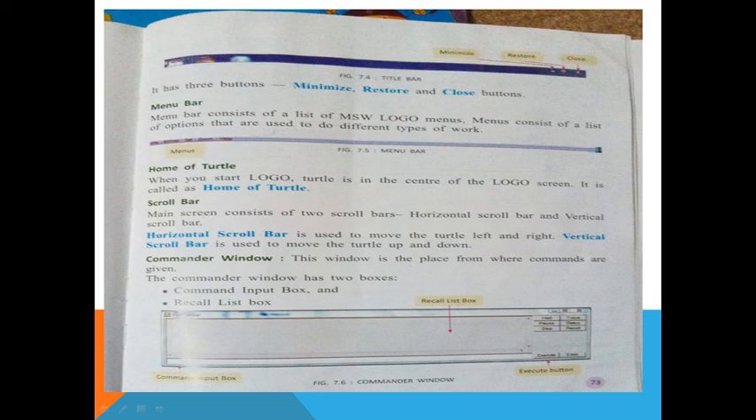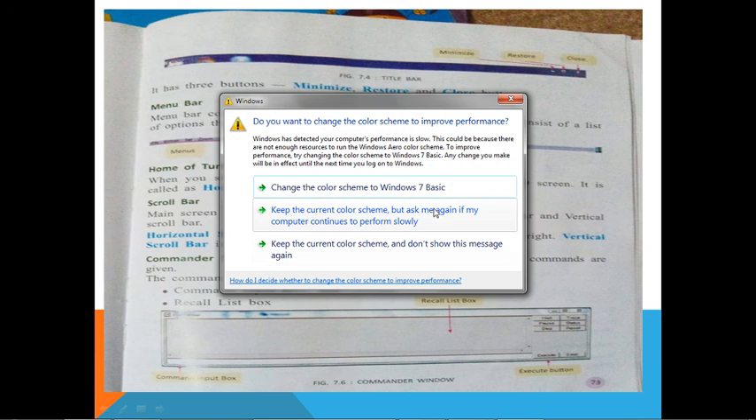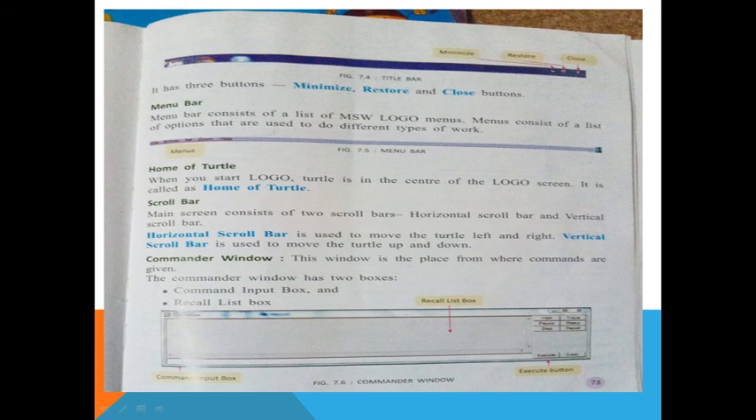Okay, then commander window. This window is the place from where commands are given. The commander window has two boxes, command input box and recall list box. See here is the recall list box, and here the small white plain area is called the command input box. Okay, here is the command button.